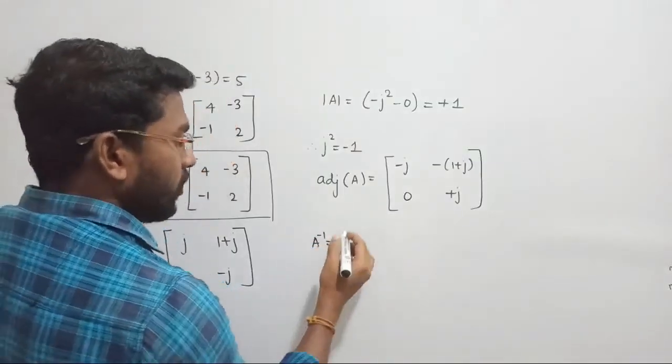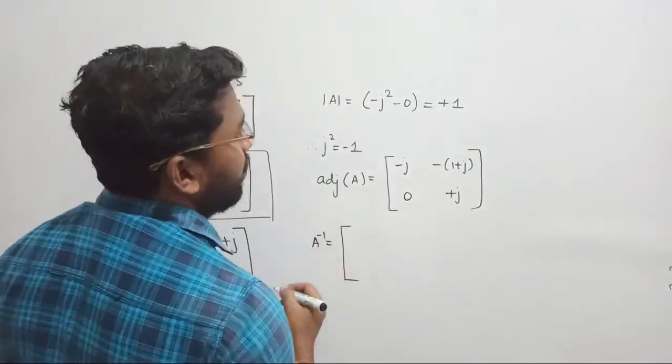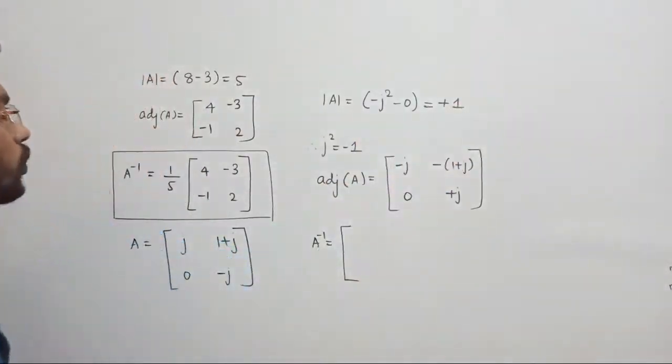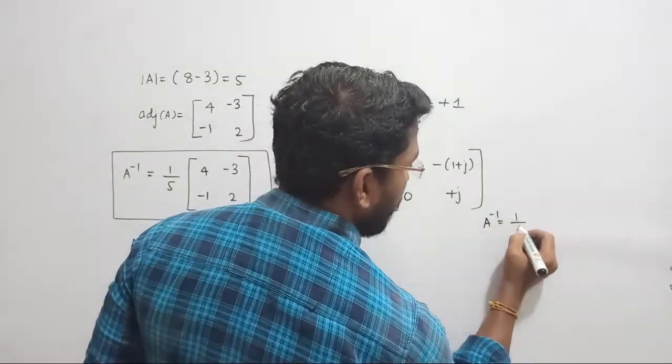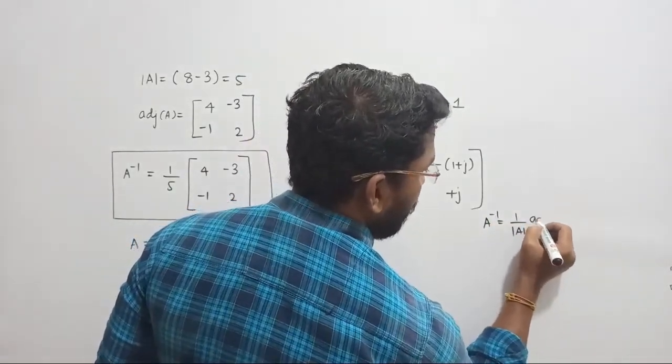So A inverse for the given matrix is going to be, right? Anyway, the determinant value is 1. So we know the formula, right? So what is the formula? A inverse formula, that is 1 upon determinant of A into adjoint of A.